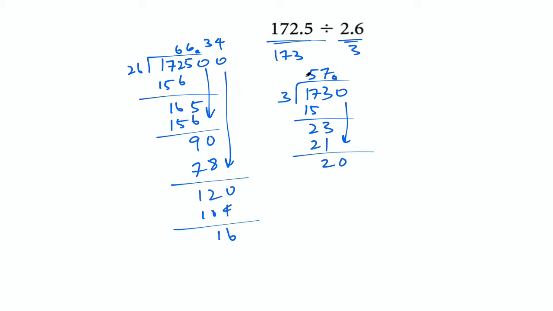But notice that it's going to be 57 point something, right? So then according to this quotient, we don't need to go any further, right? The decimal place is in the correct spot. Okay, so estimating or rounding to the nearest tenth, we end up getting 66.3 as our correct quotient.